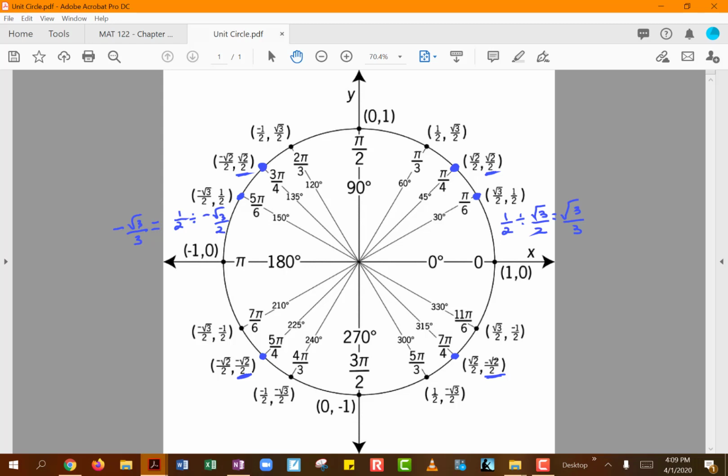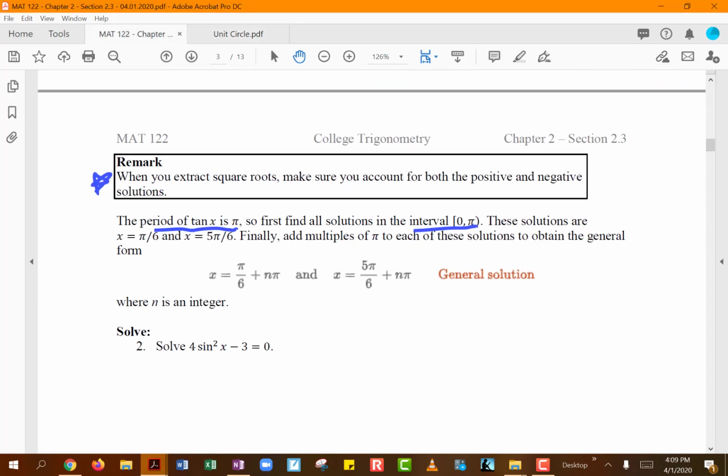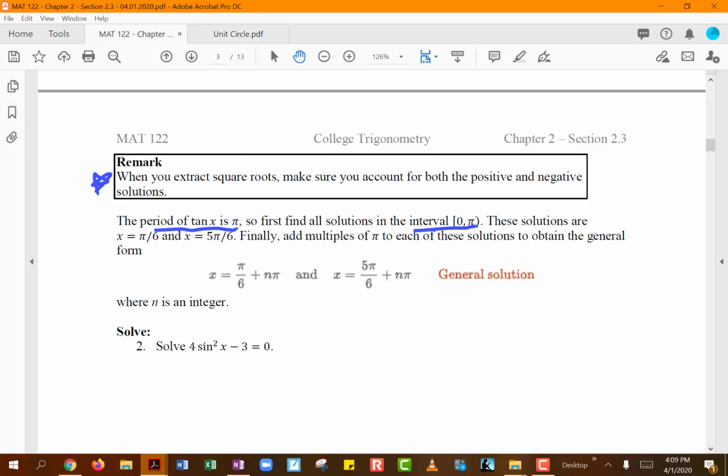And remember, we're doing this just within the interval of 0 to pi. So that's why we only need to do the first two quadrants. You don't have to worry about quadrant 3 and quadrant 4. And then when we do the period, which is pi, you end up getting pi over 6 plus n times pi, 5 pi over 6 plus n times pi, and again, remember, n is an integer. So I hope that kind of helps you out.